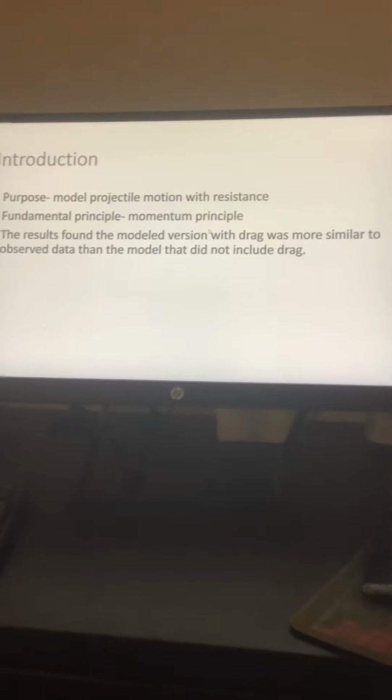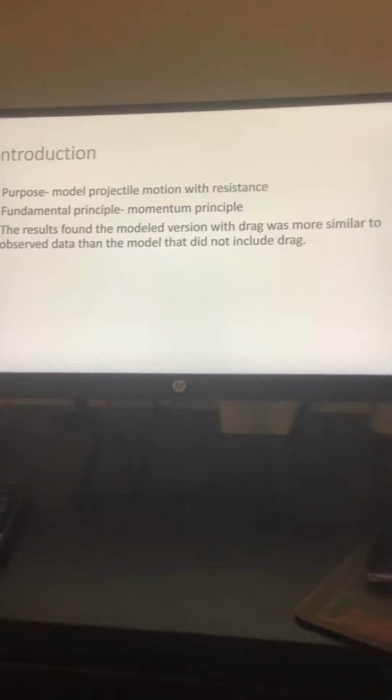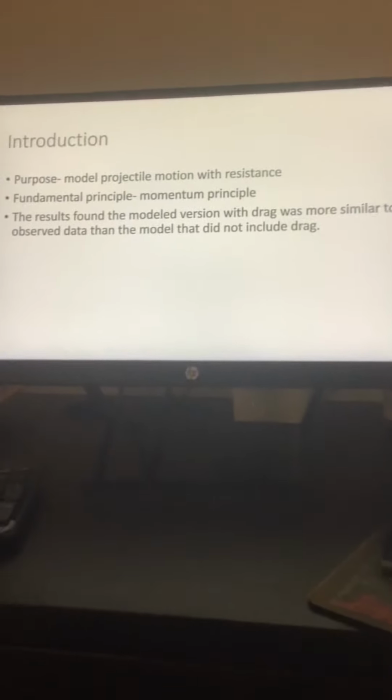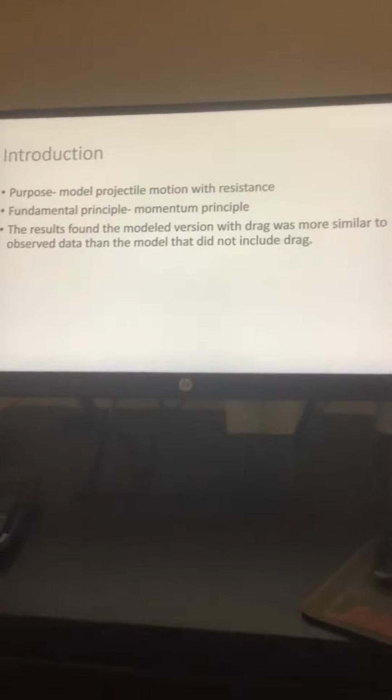Lab 2, projectile motion. The purpose of this lab was to model the projectile motion of an object with resistance, and this being drag. The fundamental principle for this lab was the momentum principle, which describes a change in velocity under a constant net force. A brief summary of the results found that the model version with drag was more similar to the observed data than the model that did not incorporate drag.